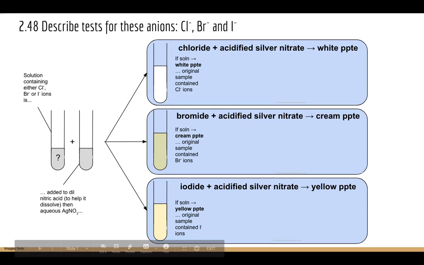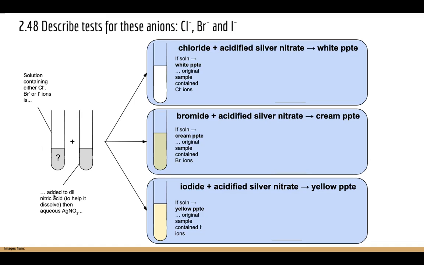Right, so we're going to have a look at testing for anions. The three anions we're initially going to look at are chloride, bromide, and iodide. So let's say we've got a solution and we think it contains either chloride, bromide, or iodide. What are we going to do?